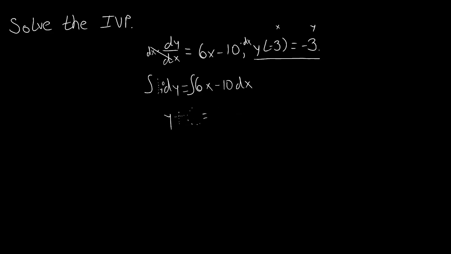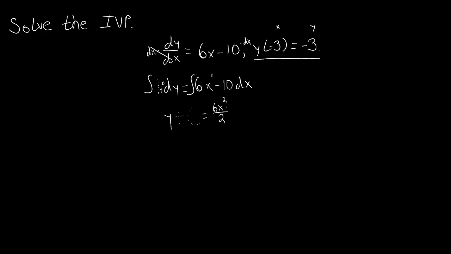So we've integrated the left side with respect to y. Let's integrate the right side with respect to x. Here we have the integral of 6x minus 10 with respect to x. We're going to use the power rule again. Our original power for this 6x is 1, so let's add 1 to that. We get 6x squared over 2, right? Because incrementing the power is adding 1 to it, and then we divide by the new power.